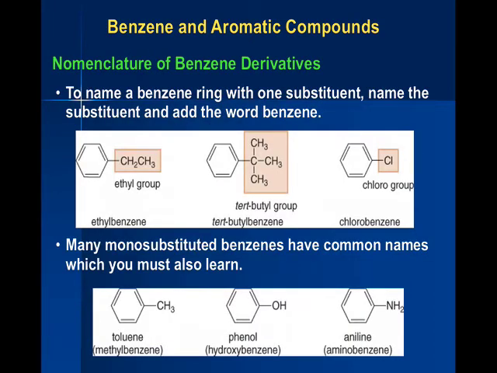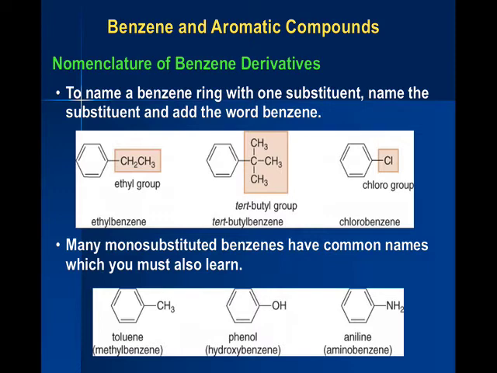Now, there are a couple of things that you need to know about nomenclature of benzene. Again, most of this is going to be on your own to do, but basically what you do to name a benzene derivative is you just name it as benzene with a substituent on it. So, for example, here we have a benzene ring with an ethyl group. Simply call this ethyl benzene.